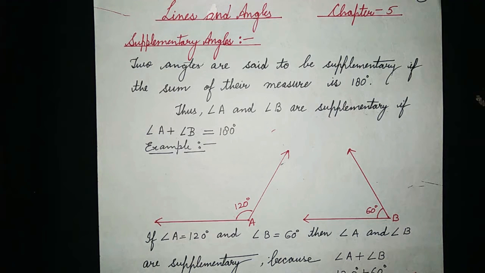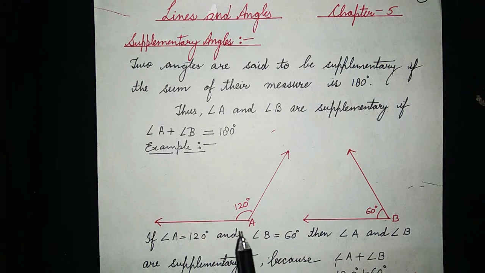So students, first you see these two angles which I have drawn here. This is the first angle and its measure is 120 degrees. And this is the second angle which I have drawn. Its measure is 60 degrees. Now if you add the measures of these both angles, you will get 180 degrees. Means 120 degrees plus 60 degrees, you will get 180 degrees. So as the sum is coming 180 degrees, this is a pair of supplementary angles.